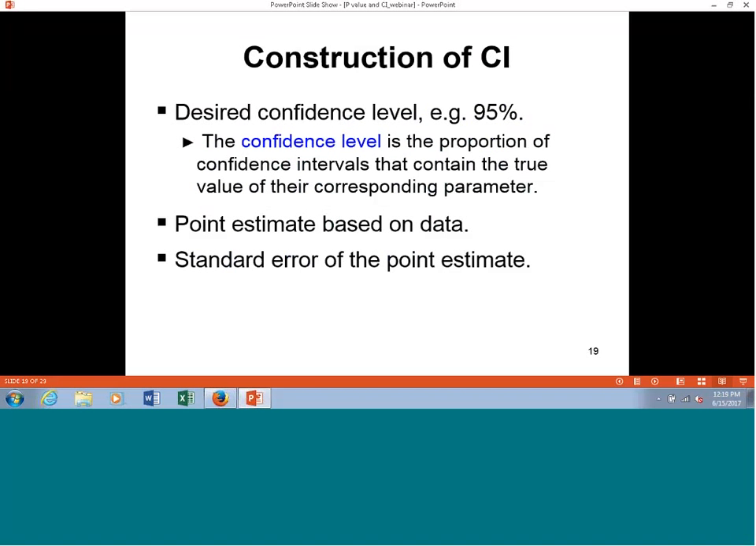A simple way to construct a confidence interval involves three pieces. A desired confidence level, we often set it to be 95%. A confidence level is the proportion of confidence intervals that contain the true value of their corresponding parameter. In other words, if we calculate, say, 95% confidence interval repeatedly in many experiments, the frequency of those intervals that contain the true value of the parameter will be 95%. The second piece is the point estimate based on the data. And then we need a standard error of the point estimate.